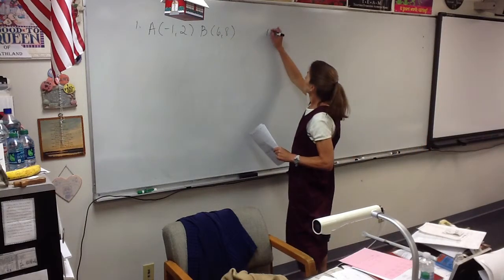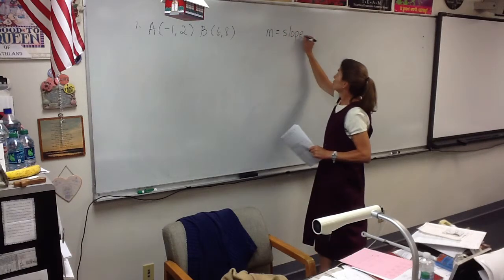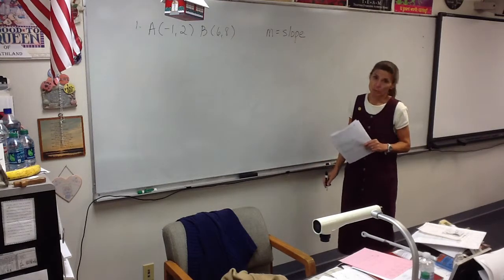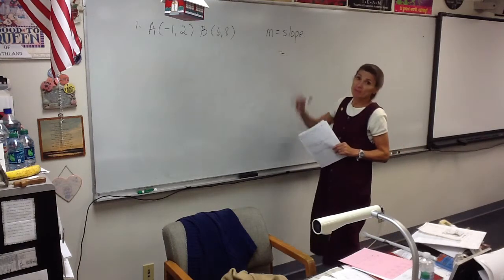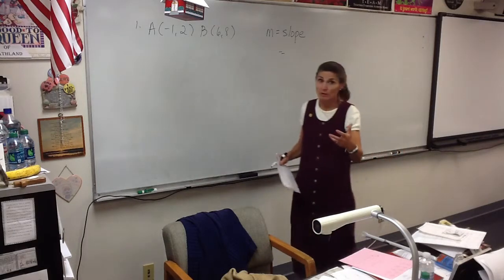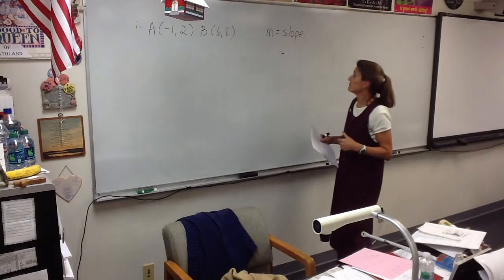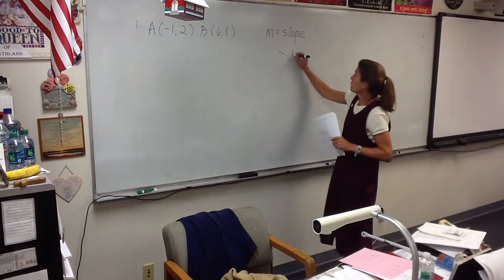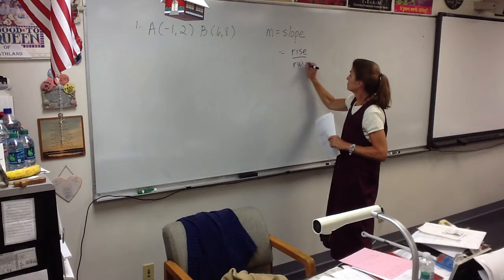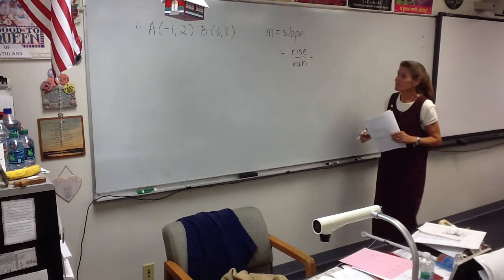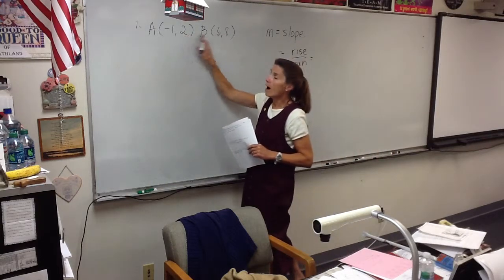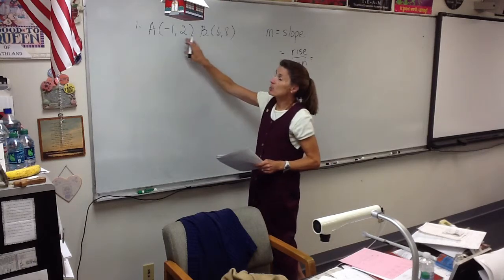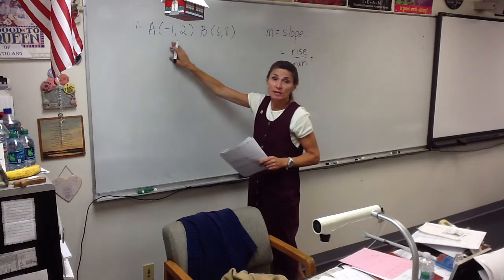Slope, you might remember, is denoted with the letter M. M is the letter we use for slope. There are a couple of different definitions for slope. Wish I were there with you so that you could tell me what those definitions are. But certainly, one of the definitions for slope is rise over run. In other words, it's the change in y. Remember, y is the up and down. It's the change in y over the change in x.